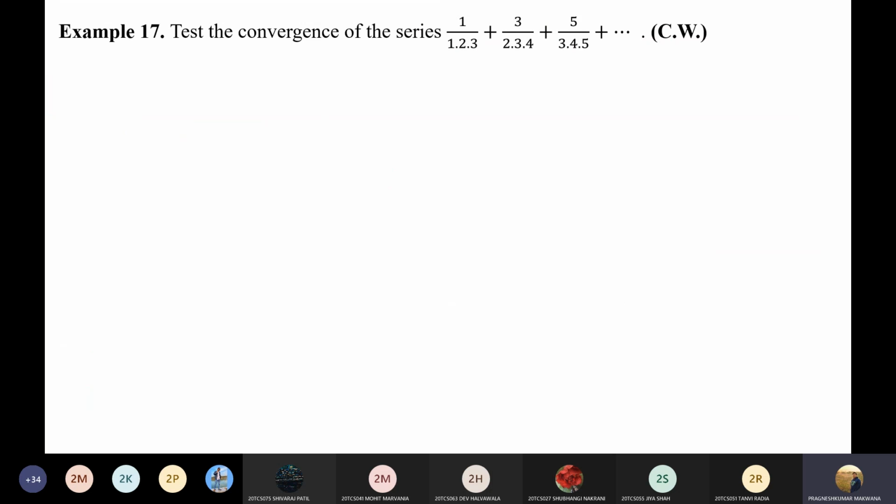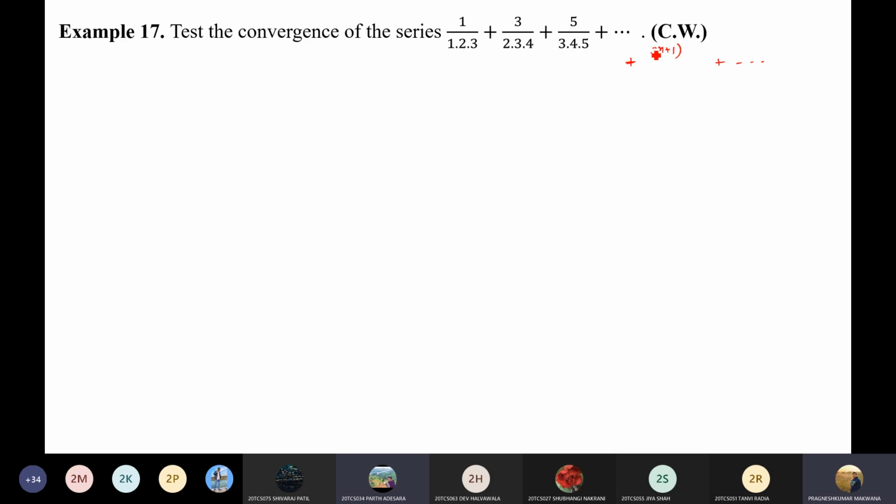Here you can see the first example. Test the convergence of the series 1 upon 1 into 2 into 3 plus 3 upon 2 into 3 into 4 plus 5 upon 3 into 4 into 5 and so on. Now anyone can say, what is the nth term of this series? 1 upon n into n plus 1 into n plus 2.